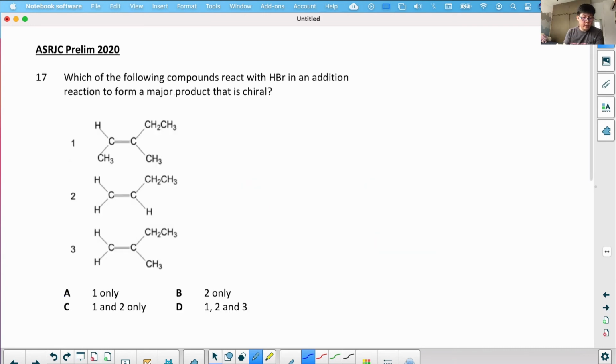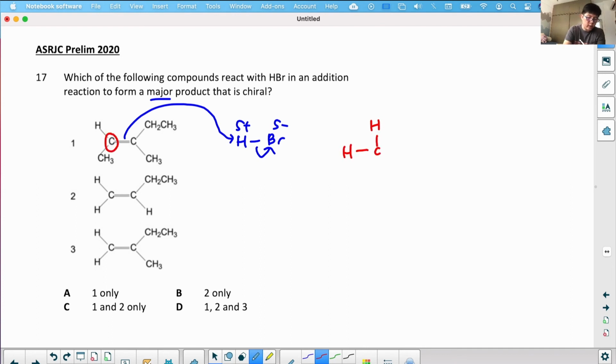Okay, let's look at question 17. Which of the following compounds react with HBr in an addition reaction to form a major product that is chiral, right? A major product is chiral. So with HBr, delta minus delta plus, the H delta plus is the electrophile. It will go to the double bond. I mean, the electrons from the double bond will attack the H first. Right, and then you have to draw the major product. Okay, draw the major product. So just follow Markovnikov's rule. I think this one you can follow Markovnikov's rule. So the H will go to this carbon because it has more hydrogen. This has 1, the other carbon has none. So follow Markovnikov's rule. This is what you get. Br.